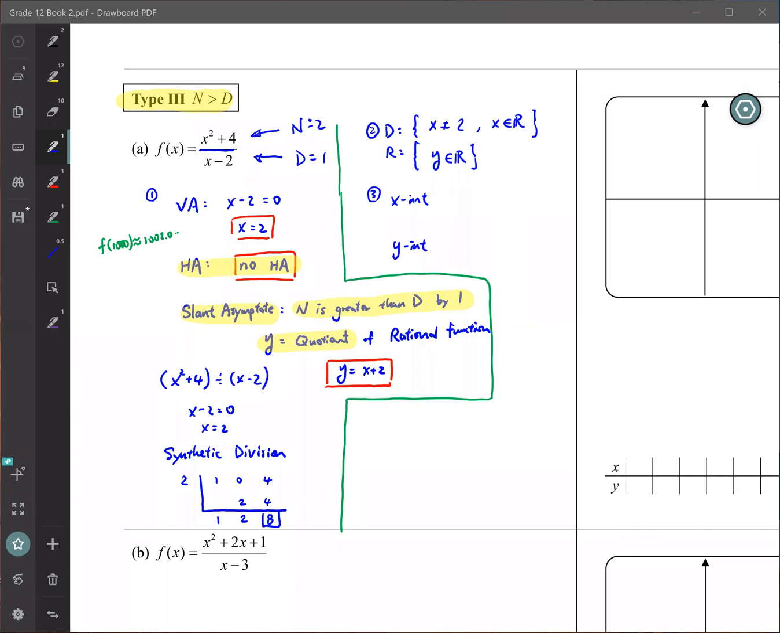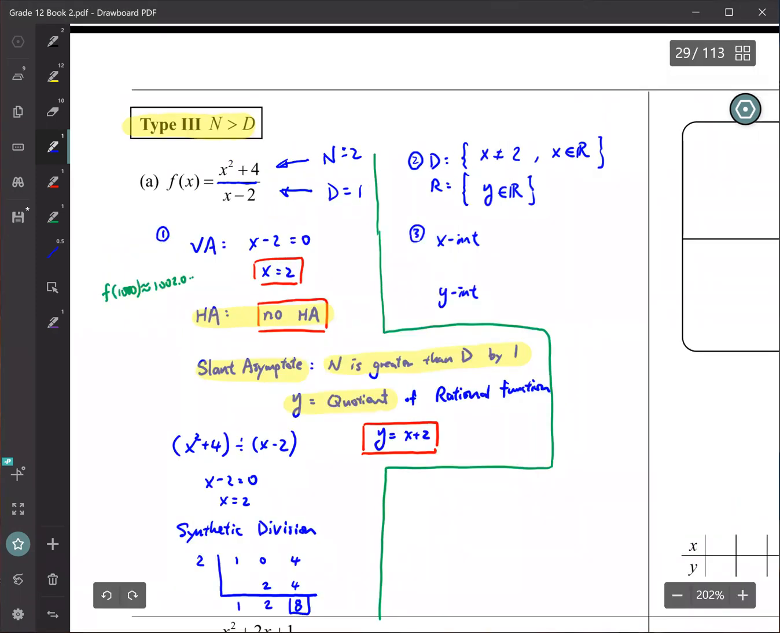Okay, Donna, what do you have for x-intercept? None. None, okay, yeah, that's correct. Okay, x squared plus 4, you make it equal to 0, but then it's unable to solve for x, right? You cannot square root a negative number, right? x squared will be negative 4, you cannot square root that. So no x-intercept, okay.